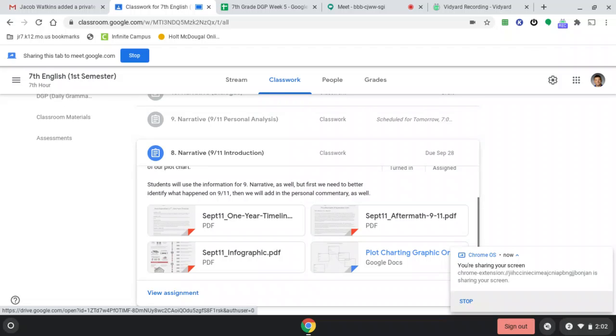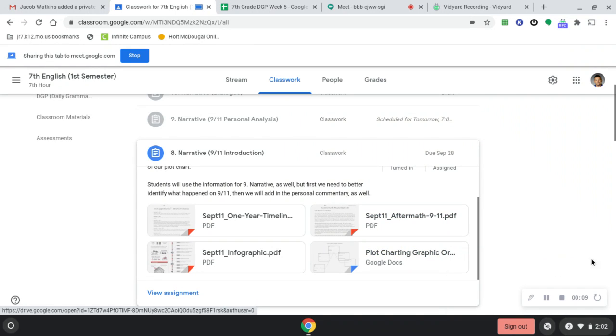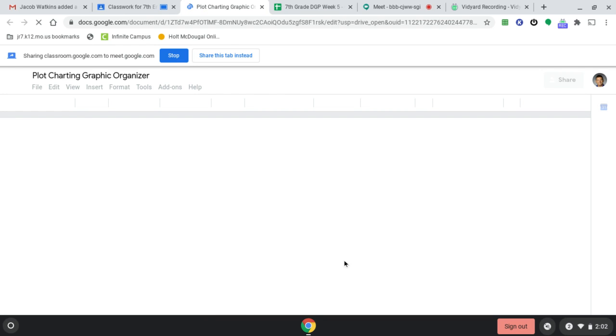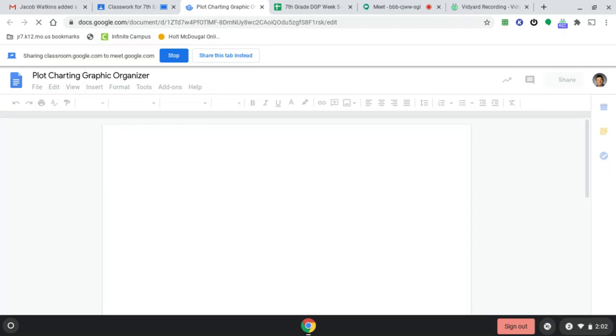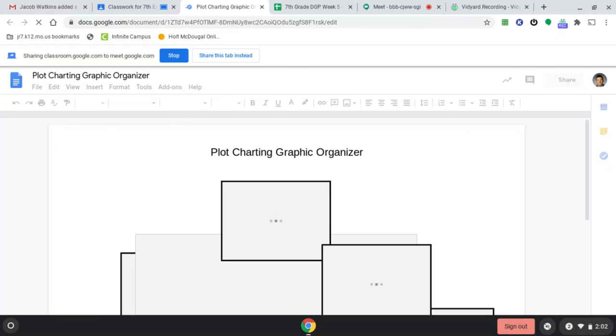Okay, so looking at our 9/11 introduction, what I've given you is a plot charting diagram, just like we've done before. But the difference with this one is that we're not going to follow a narrative yet. We're going to help lay out a narrative, okay?